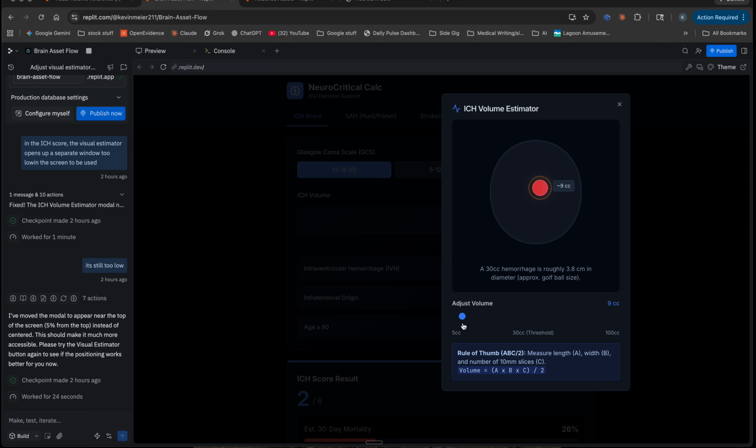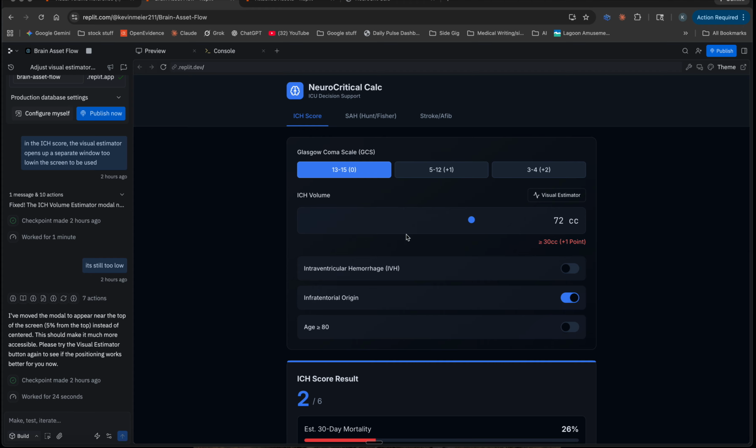But you adjust this and it gives you a visual representation of what 30 cc's might look like. Creative, great idea, but pretty unusable. And then there's no way to calculate that on your own. So overall, I think Gemini was kind of a flop there.